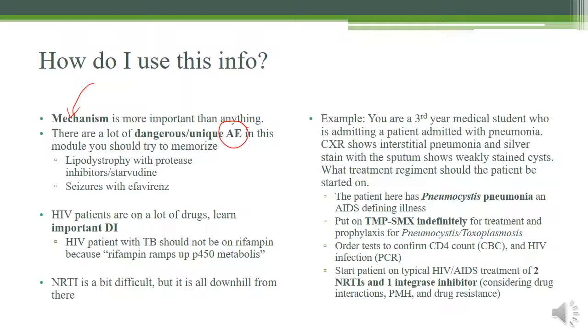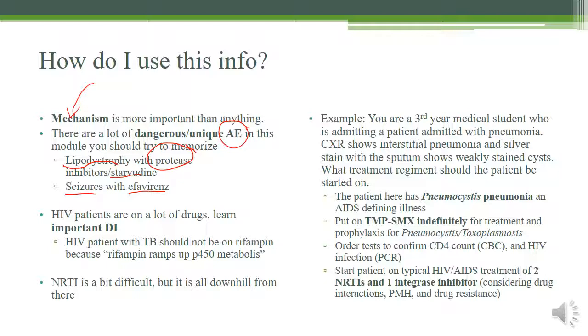For example, lipodystrophy. As soon as you see lipodystrophy, you should automatically be thinking of a protease inhibitor or stavudine, which is an NRTI. Something else that you might want to look for is seizures. Efavirenz reduces the seizure threshold. So if they tell you that the patient suffers from seizures, you really don't want to add efavirenz on there because that'll just put them at a higher risk for developing seizures later on.